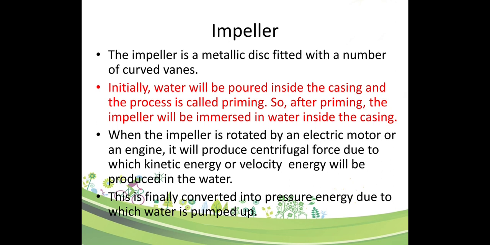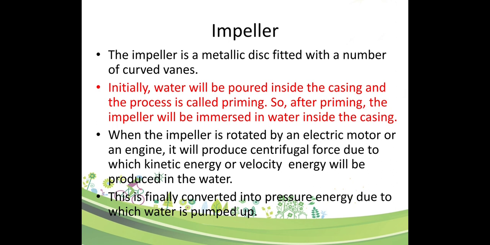Initially, water is poured inside the casing. This process is called priming, which is an important two-mark question. What do you mean by priming? Initially, water is poured inside the casing because the centrifugal pump does not operate perfectly if air bubbles are present inside. After priming, the impeller is immersed in the water inside the casing. It is highly essential, one of the main parameters. It is also a drawback, because in an emergency when we start the motor, priming needs additional time.